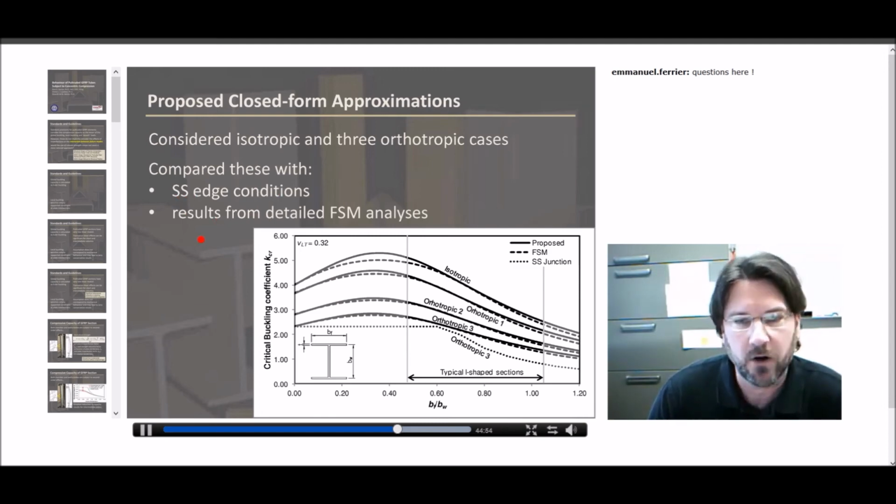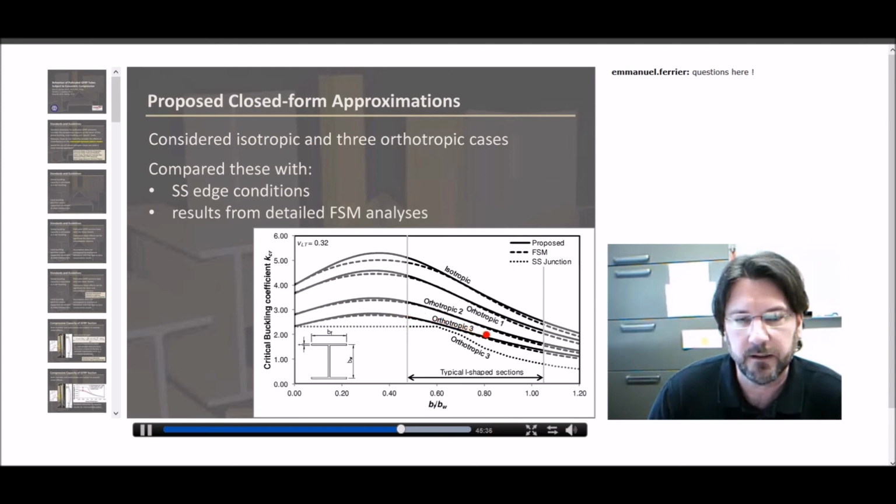and also with detailed finite strip method analyses, which is very common, for instance, in the cold formed steel industry. And we come up with a plot for I shapes where we have a flange to web dimension and our buckling coefficient. And we can see the 3 different orthotropic materials up to isotropic, which would be the value for steel. The equations that I'll show in a moment match very, very well with the so-called exact solution obtained from a finite strip method.